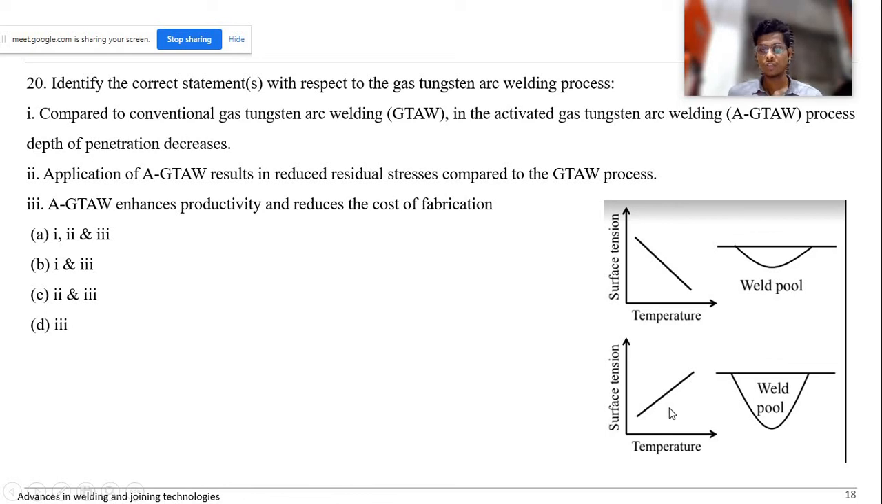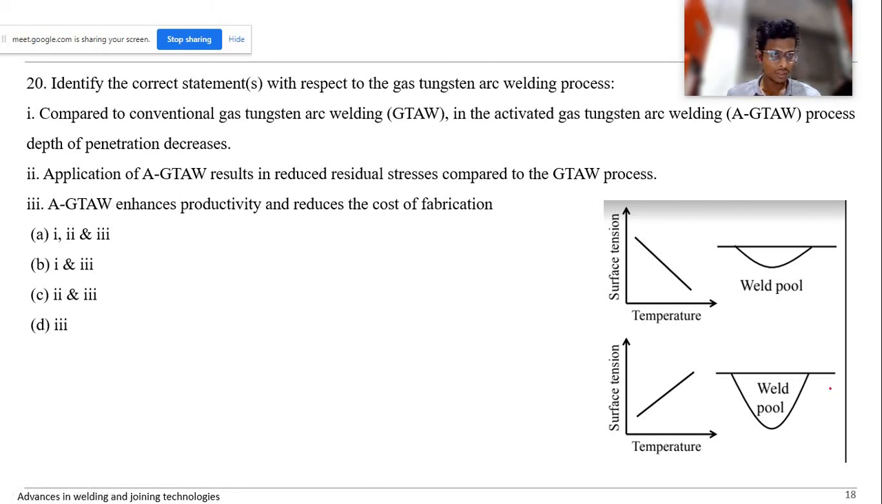But if you apply surface active elements, the trend will change. Instead of a negative slope, we get a positive slope. As the temperature increases, surface tension increases because of applying the surface active elements. So surface tension will be more here at the center, and surface tension will be less here outside. The fluid flow will change and it will be towards the center, because surface tension is more at the center and less outside. So there will be a dragging from here to here.